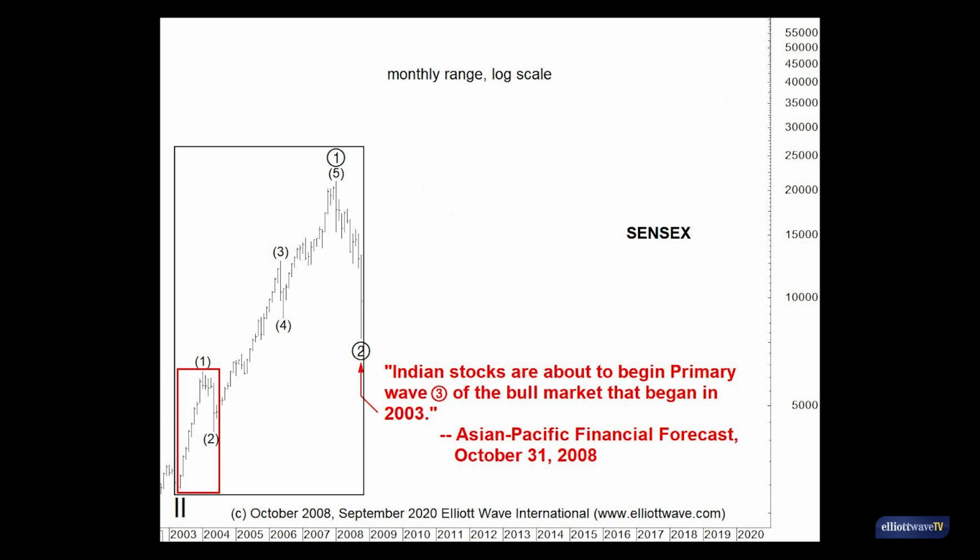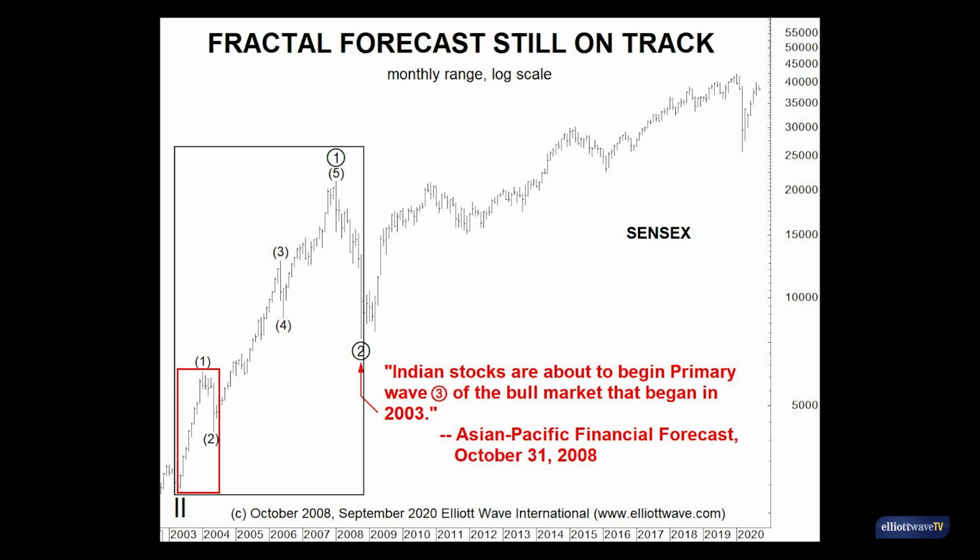This monthly chart shows where we made the forecast, and since then the index has more than tripled in line with our forecast for a large third wave advance. Now that you understand how these nested fractal relationships work, see if you can recognize similar wave relationships in two other financial markets. With the next two charts, pause the video and see if you can solve the puzzle.